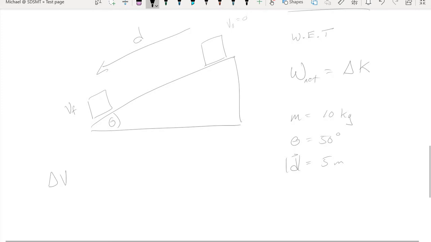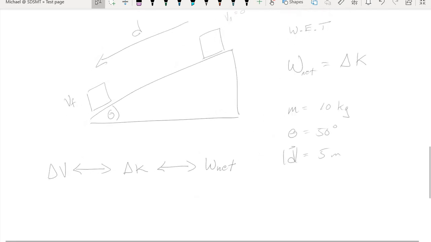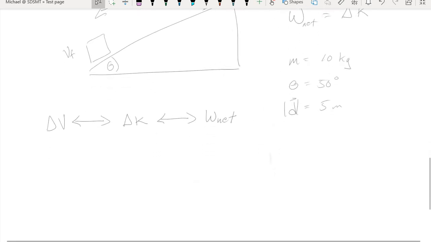Anytime we have any kind of difference in velocity, we should expect to be able to use change in kinetic energy as a means of solving what's happening in the system. And if there is a change in kinetic energy, then we should also expect there to be some relationship to net work that is done in a system. And if we can go one way with the math, then we should be able to go the other way. Okay, net work.